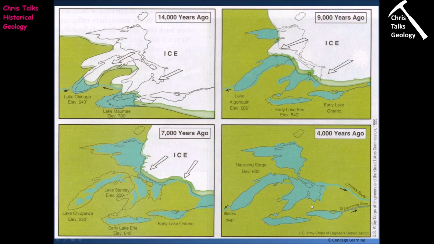Now we can see that the location of the water will change over time because, of course, isostatic rebound will cause some areas which were covered by water to rise up above the lake level, at which point they'll obviously become dry land.